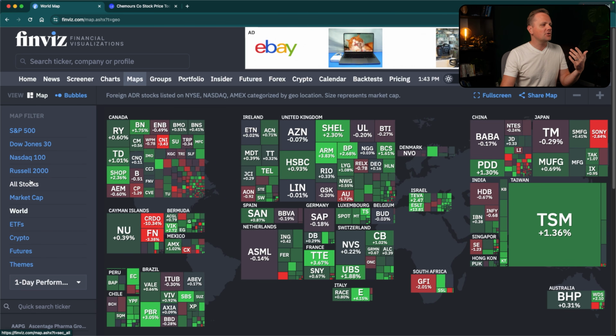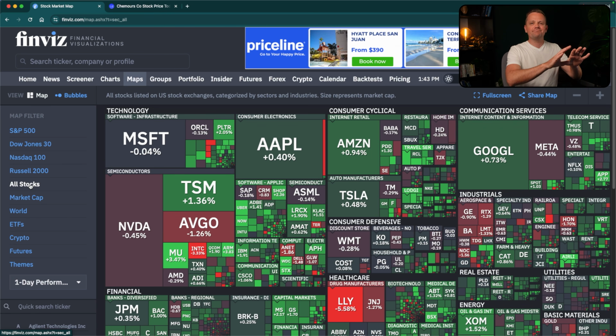So why does this matter before screening? Well, because context is everything. And if the heat map is showing a sea of red, running a breakout screener makes less sense. The market environment isn't supporting that kind of move at all.